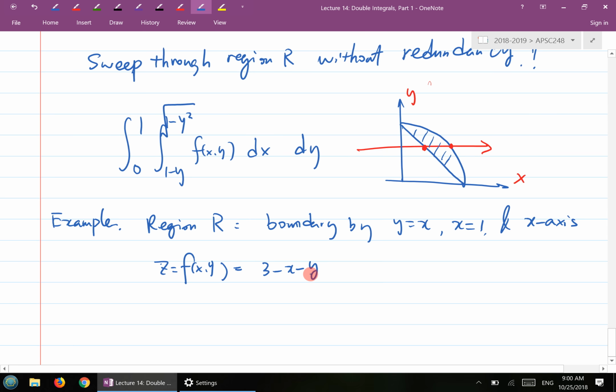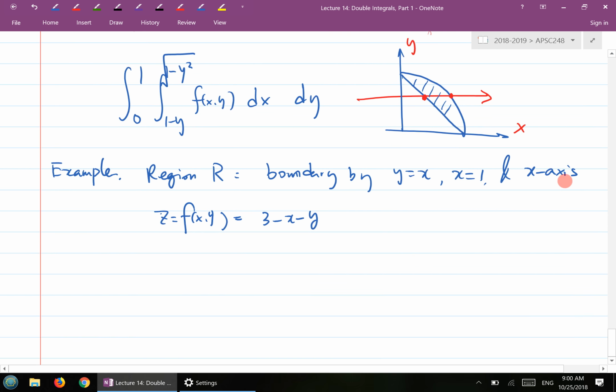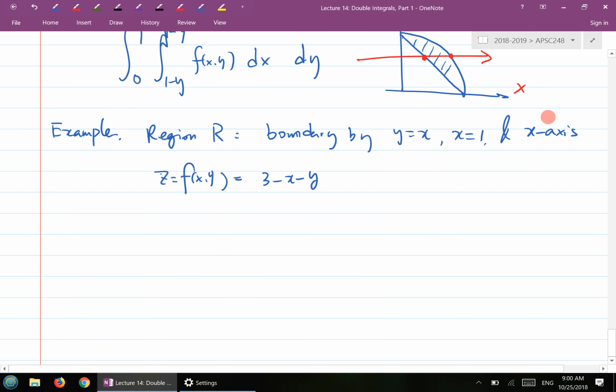As I said, sketching out this region R is very important, which will help you immensely to find the proper limits based on region R. Some of them are very straightforward, very simple. This one is a simple one here. So let's take a look.